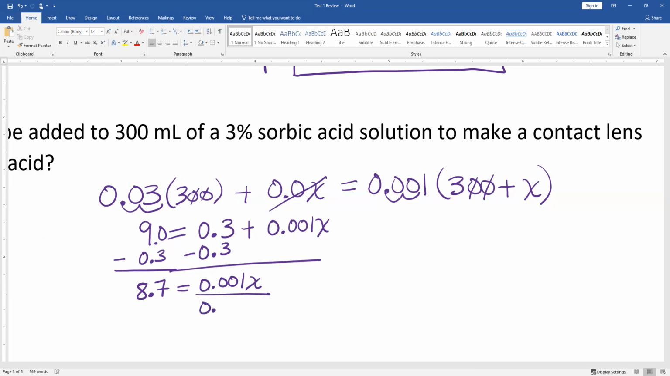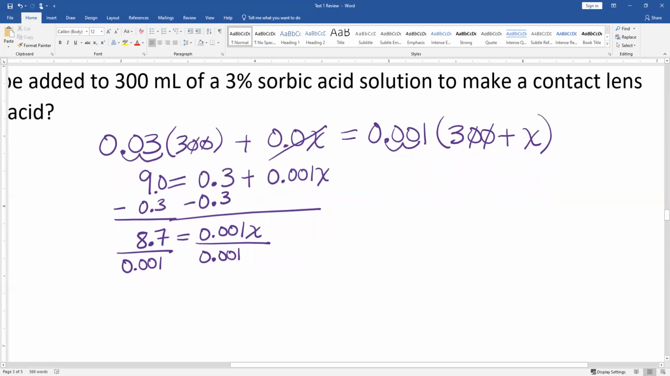Yes, you don't need calculators. Okay, so 0.001, is that a super tiny number? So do you think a super tiny number is going to go into 8.7 many, many times? Okay, so just how many times do we have to move the decimal to get that denominator to 1? It's 3. Yeah, sort of. Okay, so how many times did I move that decimal? 1, 2, 3. So move your numerator's decimal 3 times. What do you end up with?